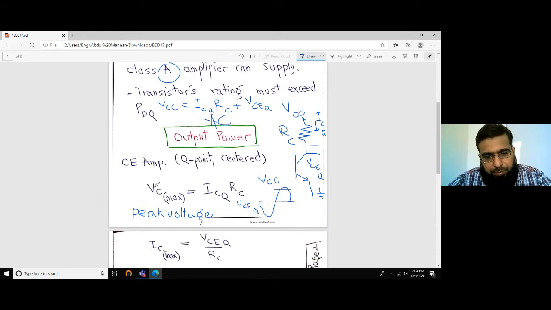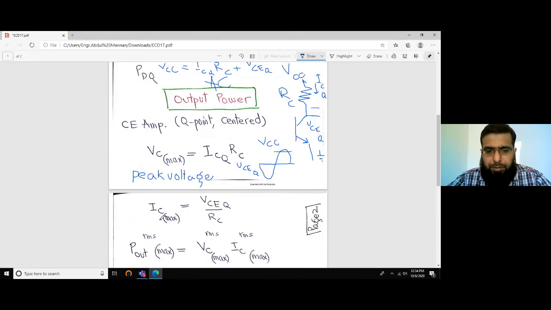So this is VC max, the peak value that this output AC voltage can have. Of course, it cannot go beyond VCC, therefore it has to be ICQ RC, right? Or in other words, on the same lines, it can be shown that the max current IC is VCEQ over RC.